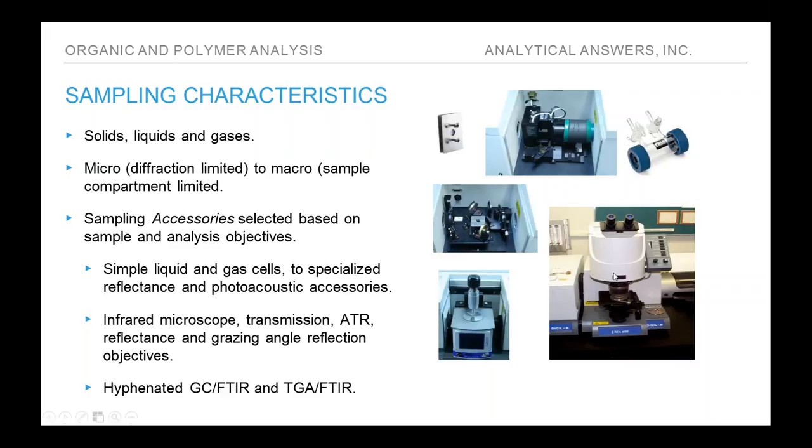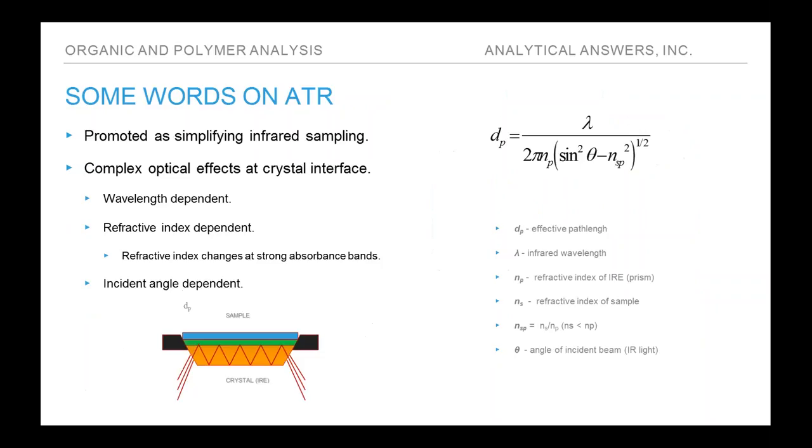But the main instrument we use for most applications is our infrared microscope, because most of the samples we work with here are micro rather than macroscopic. So I'd like to divert a little bit and talk about ATR sampling. I know a lot of people have heard about ATR, or attenuated total reflectance. It's promoted as a way of very, very simple infrared sampling.